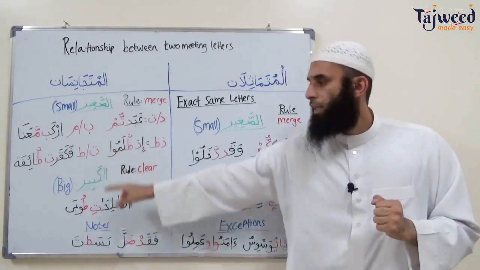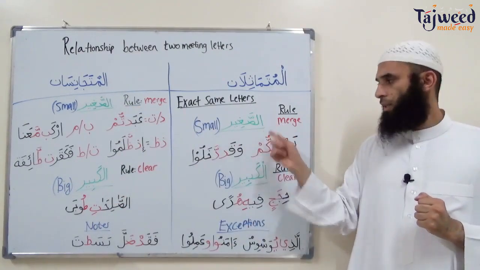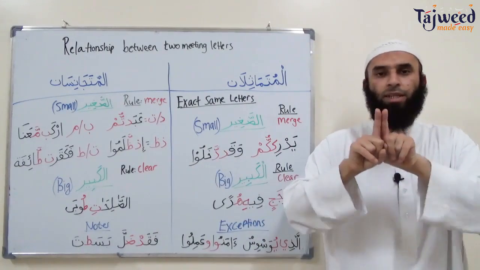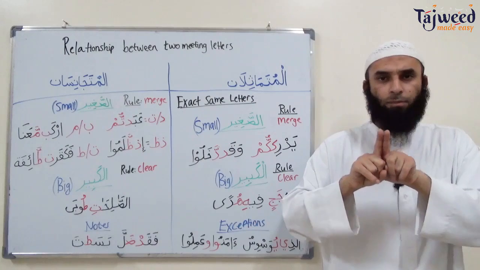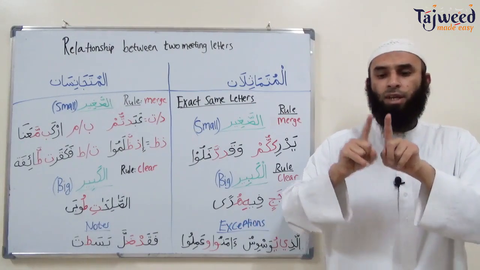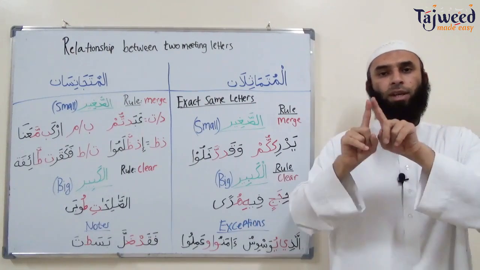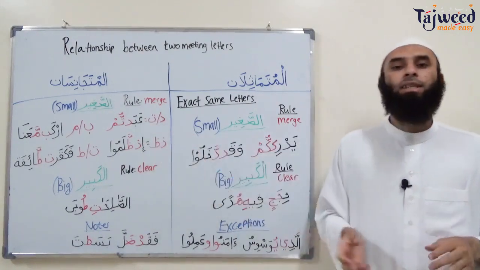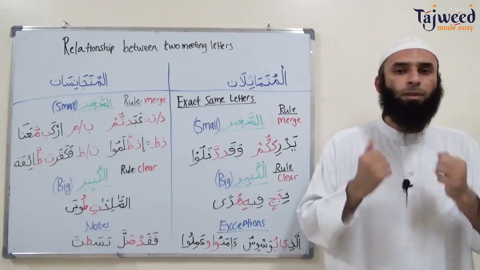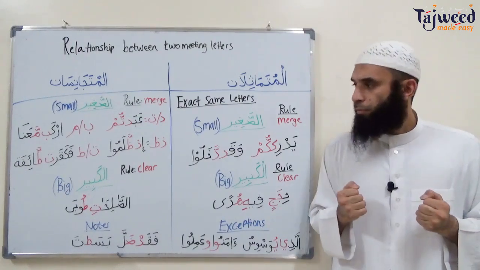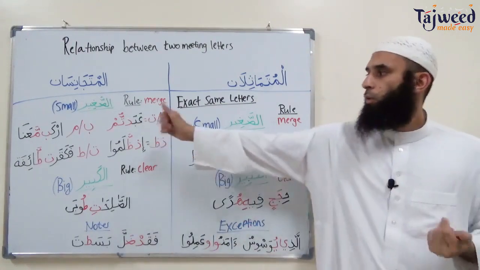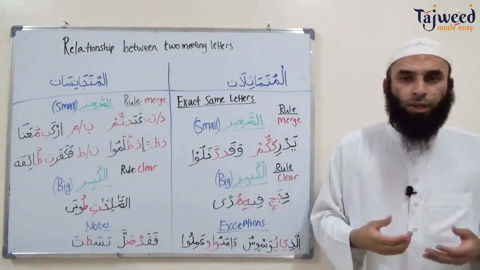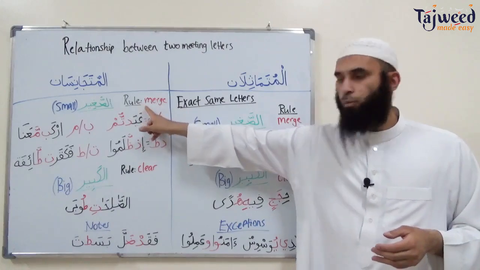We have as-saghir and al-kabir, same as before. As-saghir means two letters next to each other that come from the same makhraj but have different sifat. The first one has a sukun, the second one has a fatha, kasra, or dhamma. For example, dal and ta come from the same makhraj point, the tip of the tongue. When they're next to each other, for example abadtum, what do we do? The rule is to merge them.